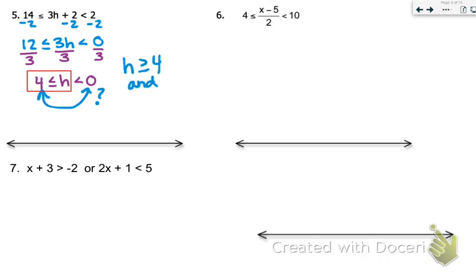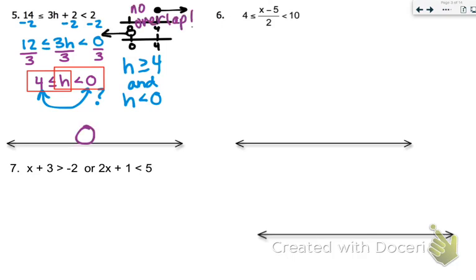If we were to separate this, if we look at the first part, 4 is less than or equal to h. That's the same as h is greater than or equal to 4. Then if we look at the middle and the right, we've got h is less than 0. If we were to graph these as an and statement, we've got no overlap. So this is no solution.